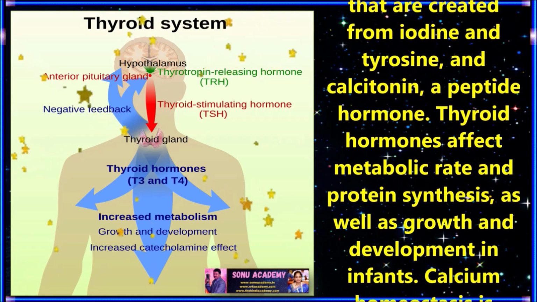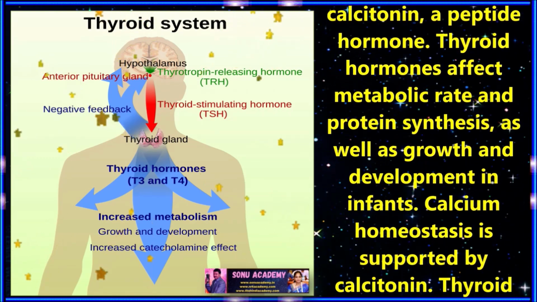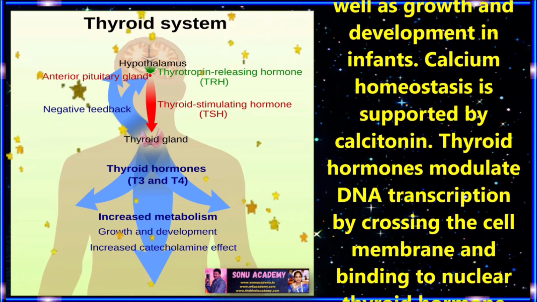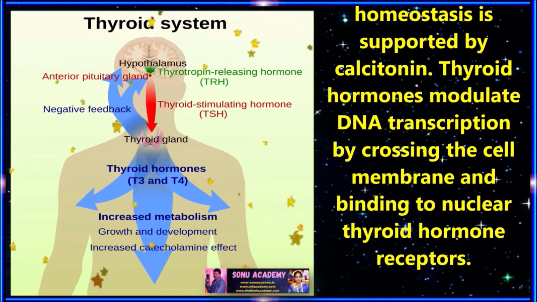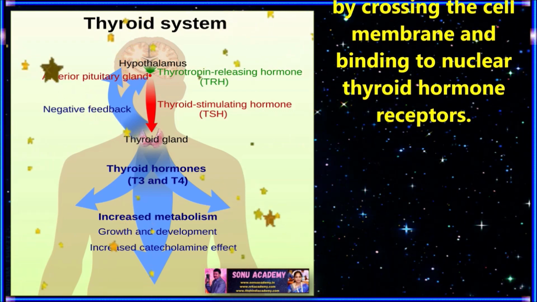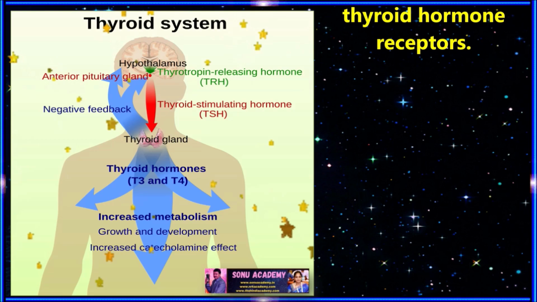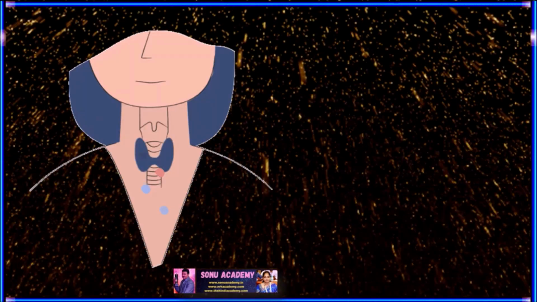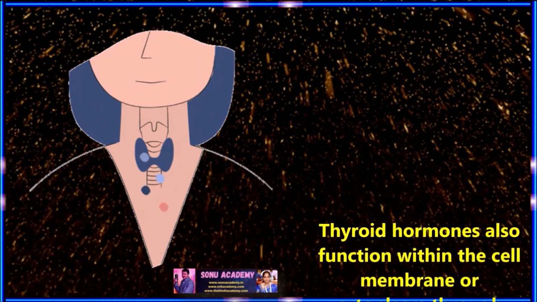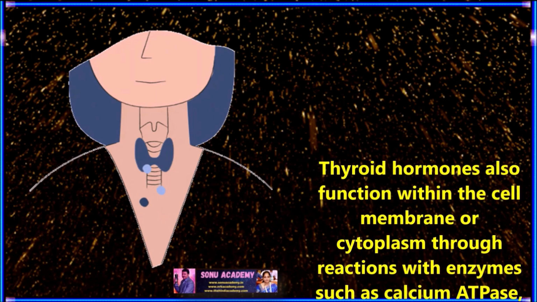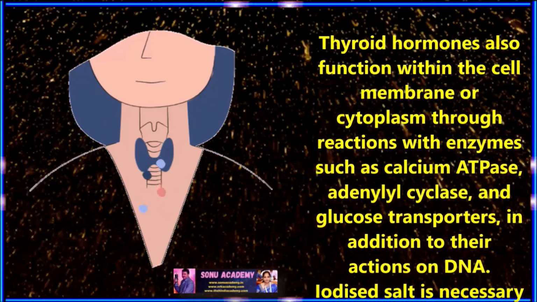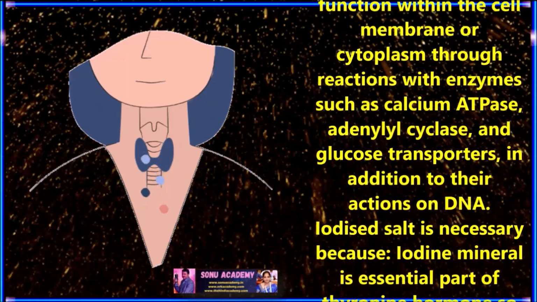The thyroid hormones affect metabolic rate and protein synthesis as well as growth and development in infants. Calcium homeostasis is supported by calcitonin. Thyroid hormones modulate DNA transcription by crossing the cell membrane and binding to nuclear thyroid hormone receptors. The thyroid hormone also functions within the cell membrane or cytoplasm through reactions with enzymes such as calcium ATPase, adenylate cyclase, and glucose transporters, in addition to its actions on DNA.